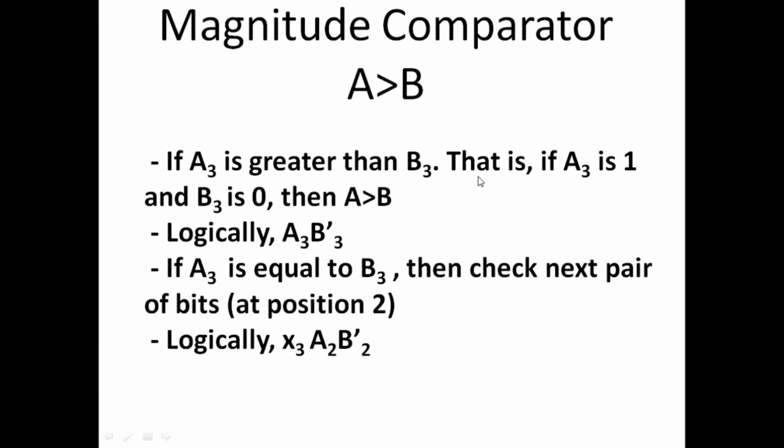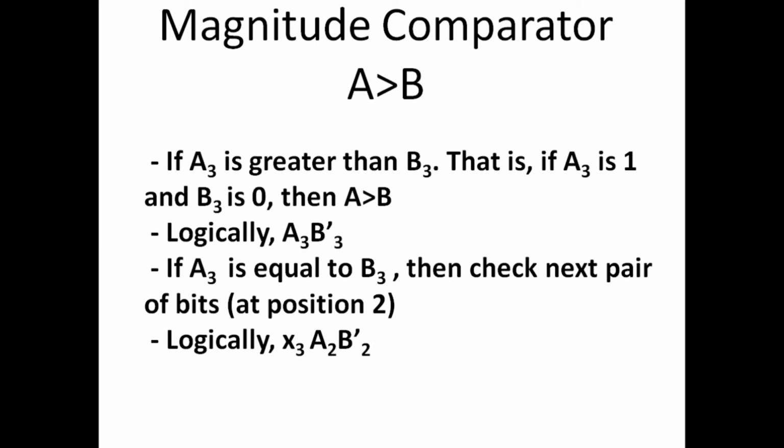In other words, if a3 is 1 and b3 is 0, this is the only possible way a3 is greater than b3. When a3 is 1 and b3 is 0, then we can say that a3 is greater than b3. Logically, we would like to have the outcome 1 for this condition. So we can state this condition like this: a3 b3 prime.